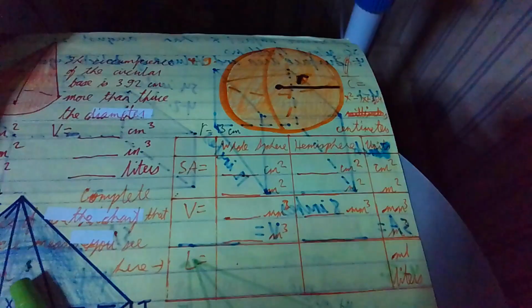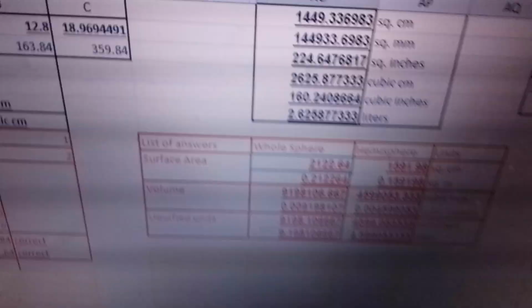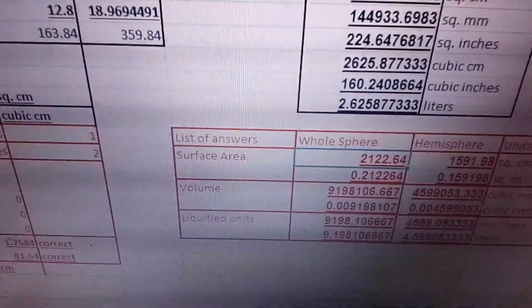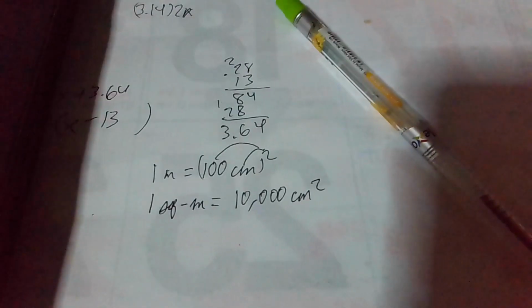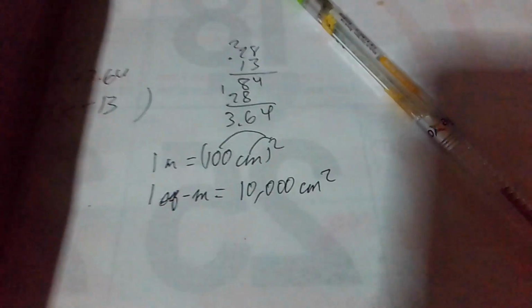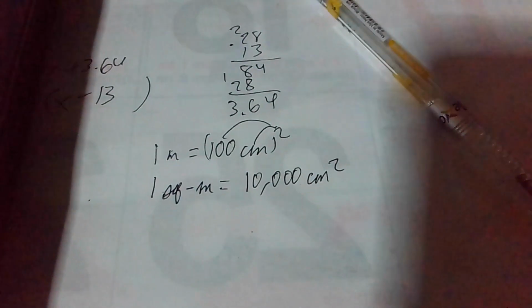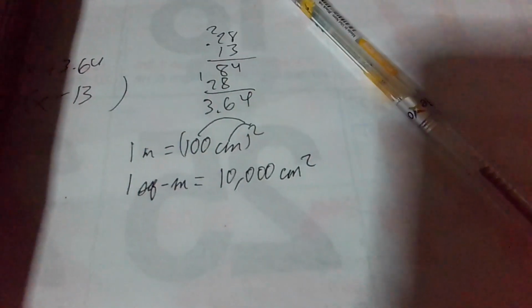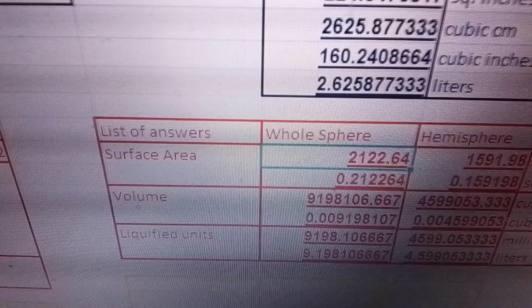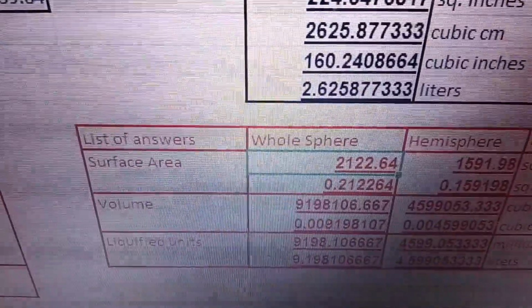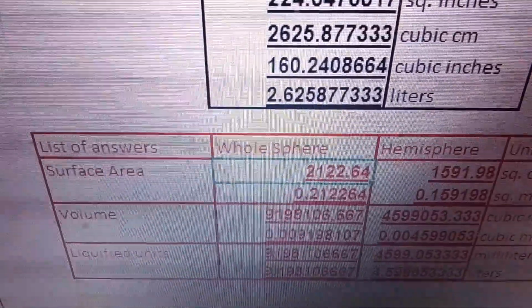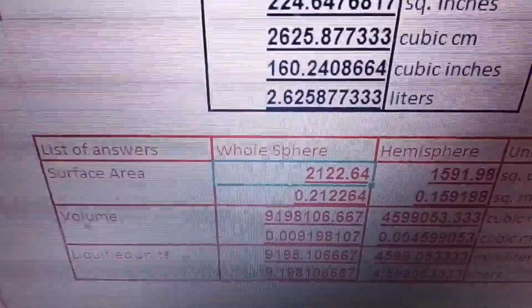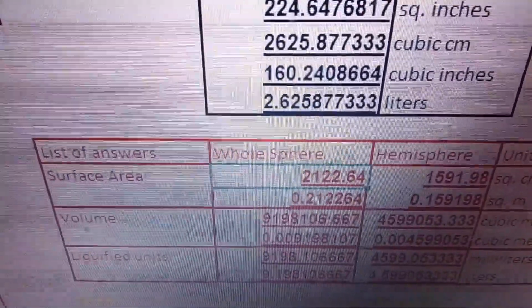But we need to convert that to meters squared. To convert that to meters squared, ganito siya. You know the relationship goes like this. Okay, so 1 meter is 100 centimeters. But because we're going to square it, we're squaring 100, so it makes it 10,000. So with that, we move the decimal point 4 places to the left. So therefore, as we do so, 1, 2, 3, 4, it's supposed to be 0.212264 square meters. So that is the surface area of the whole sphere.